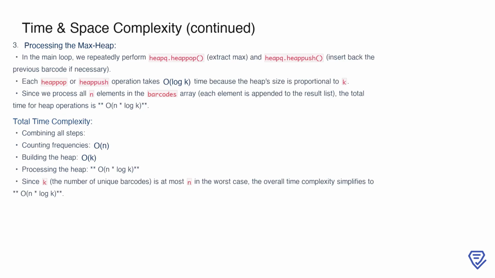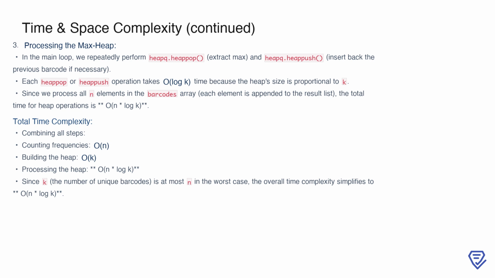Now, let's consider the main processing of the max heap. In this phase, we repeatedly extract the barcode with the highest frequency using heappop and then reinsert the previous barcode if needed using heappush. Each of these operations takes O(log k) time, where k is the size of the heap. Since we process all n elements in the input barcodes array and each element is appended to the result list, the total time spent on heap operations becomes O(n log k).